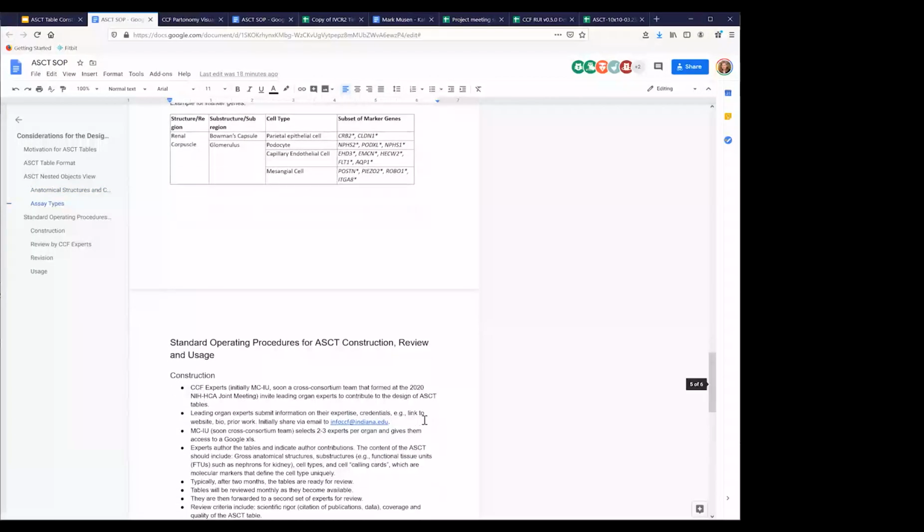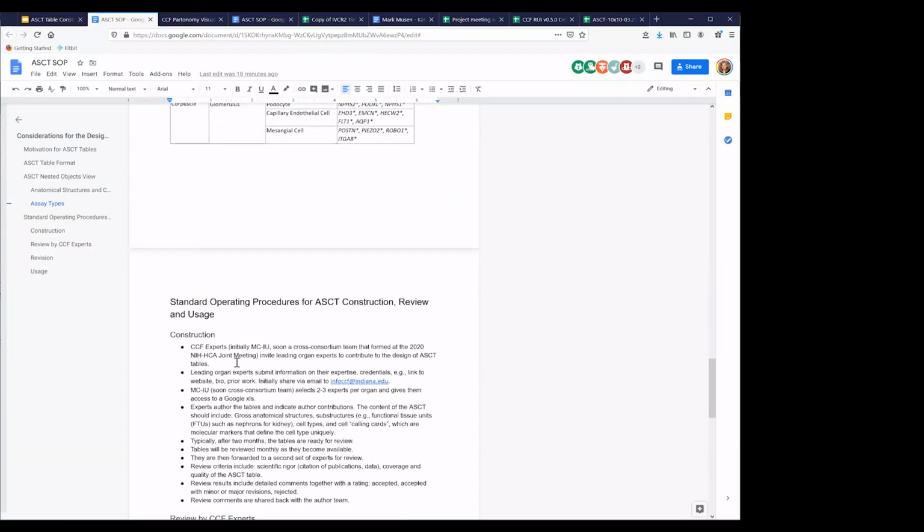Then for the construction of the tables, we believe that ultimately there need to be experts. Initially, it was Jim G and Peter Hunter and myself, which have to invite leading experts, organ experts, to contribute to the design of the ASCT tables. And so far, it has been wonderful to work with all of you on those tables.